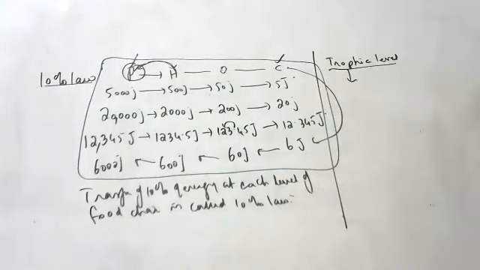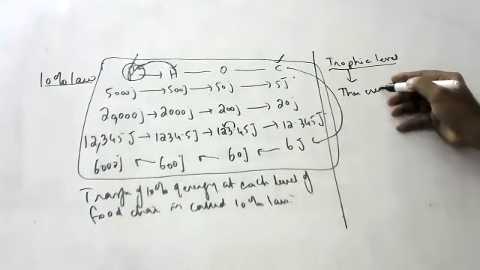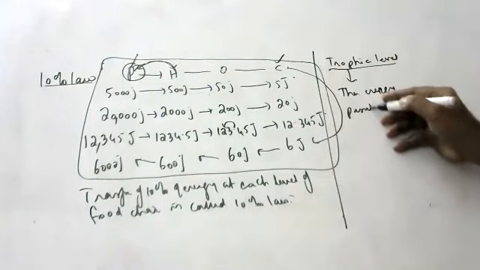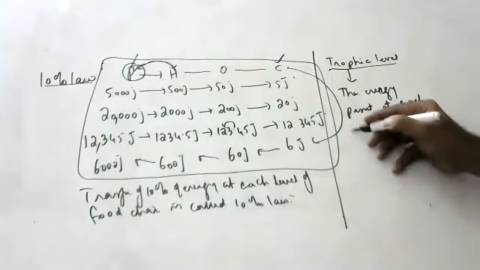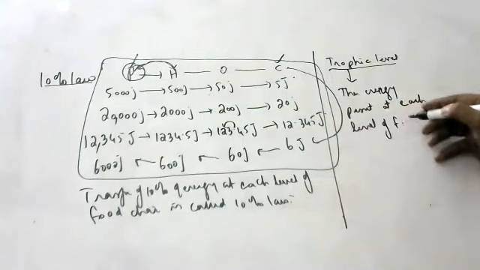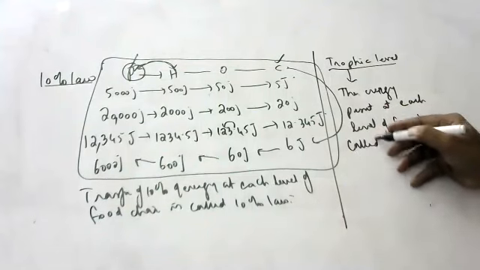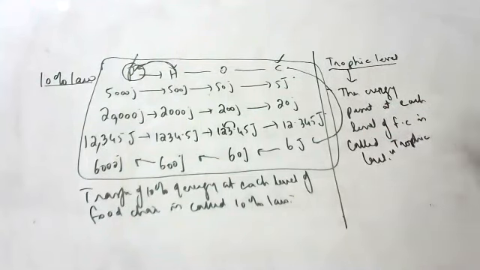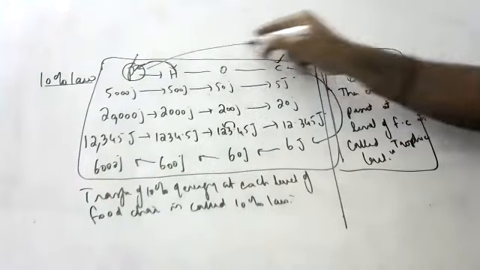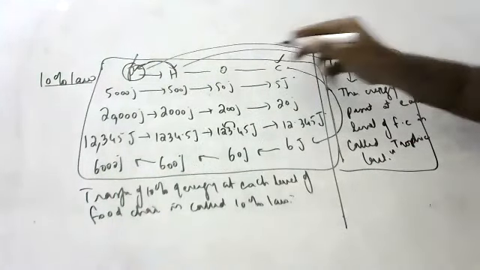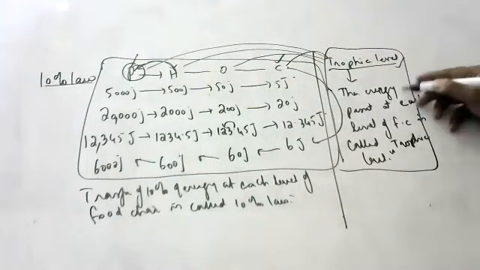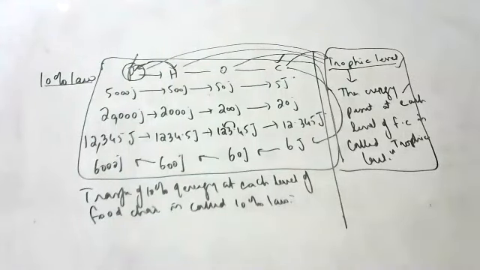To say precisely, the energy present at each level of the food chain is called a trophic level. Or each level of the food chain is called a trophic level. What are the levels? Primary producers, primary consumers, secondary consumers, tertiary consumers. What is the trophic level definition? The energy present at each level of the food chain is called a trophic level.